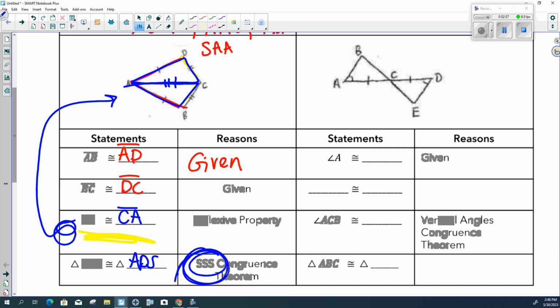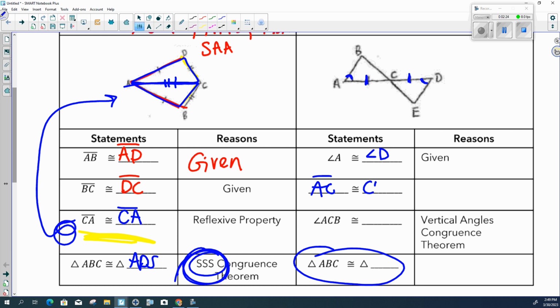I'm looking at this picture. I've got a side. I've got an angle. I need one more piece of information to be able to prove that the triangles are congruent. Let's write down the given first. Angle A is congruent to angle D. That was given. Side AC is congruent to side CD. That was also given. Now I've got a hint here that we should be looking for vertical angles.